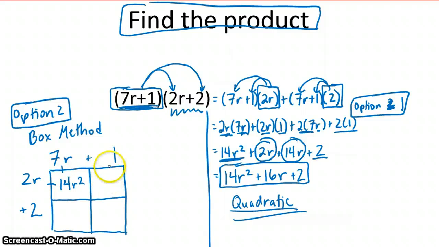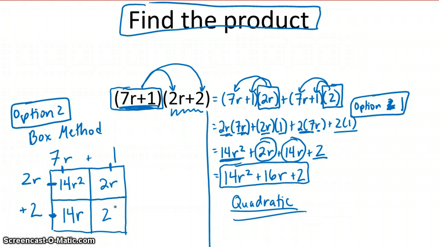So in this box, I would do 1 times 2r. So 1 times 2 is 2, and then the r. In this box at the bottom, I would take the 7r times the 2. 7 times 2 is 14, and I have the r. And then in the final box, I'd have the 1 times 2. So I'm left with 2.